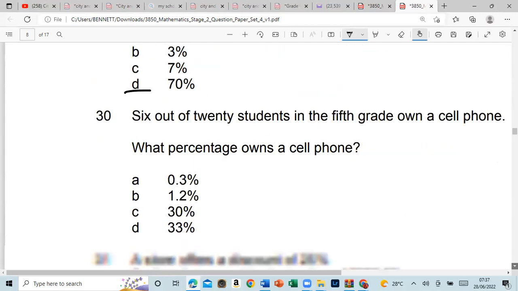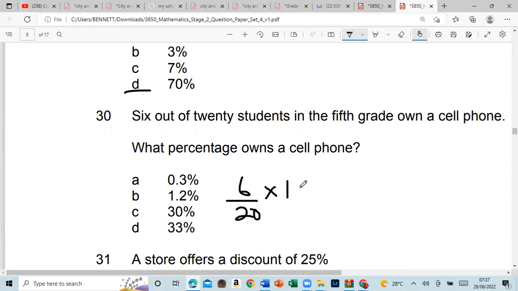6 out of 20 students in the 5th grade own a cell phone. What percentage owns a cell phone? 6 out of 20. So that's 1, 5, 5, 6, 30.